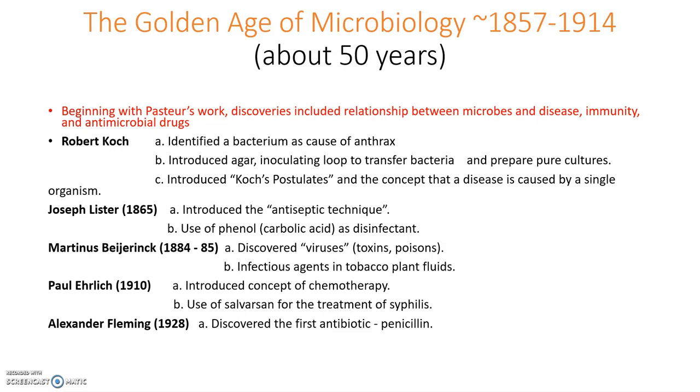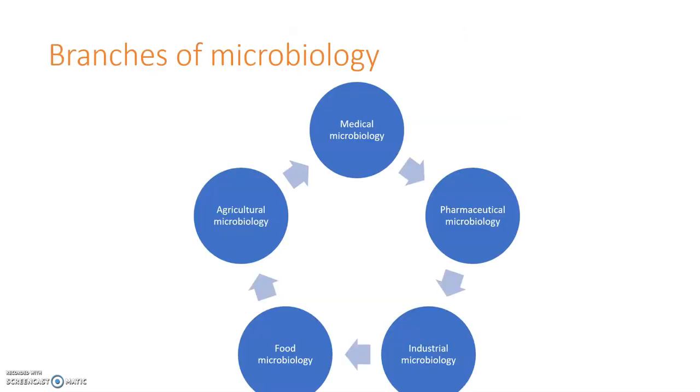Then coming to Paul Ehrlich in 1910, he introduced the concept of chemotherapy, and later in 1928, Alexander Fleming was the one who discovered the first antibiotic, that is penicillin. And many more scientists are also there in the list. We cannot mention all of them in this presentation, so I am mentioning only a few of the selected ones.